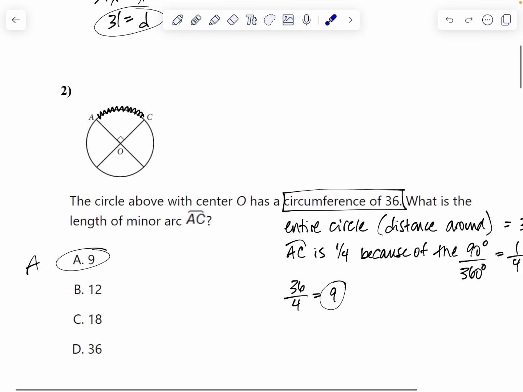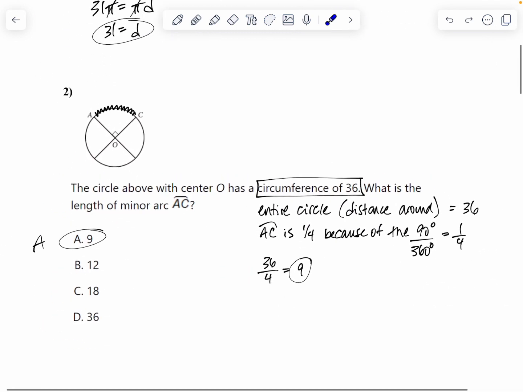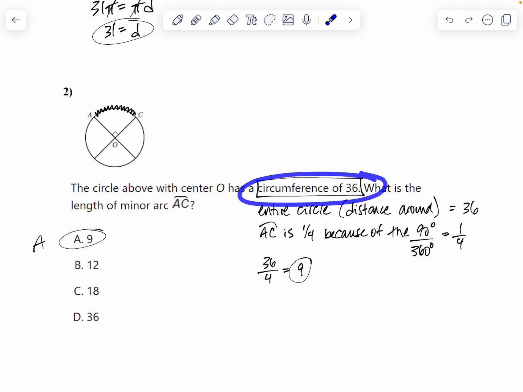Number 2, we have some stuff about arcs. I know you did this in geometry class. Maybe you forgot things about arcs. But this one's actually quite simple. I think you could probably use a little bit of common sense to process of elimination answers here. But we have the circle above, and it tells us that we have a circumference of 36. Do you remember what circumference means? It's important that you understand that word. It means the distance all the way around, okay? Like the pizza crust, if you will, of the pizza.